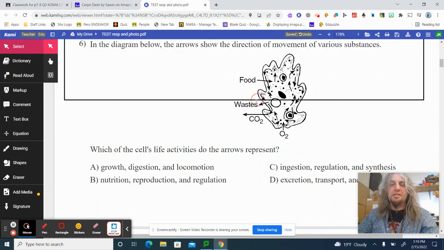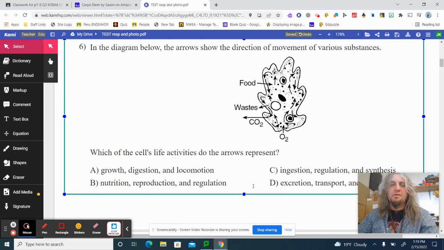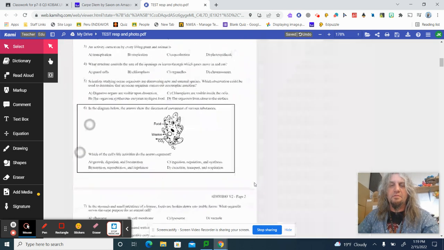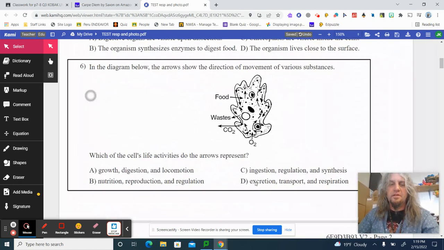Question number six. Let's get this in our picture here. There we go. In the diagram below, arrows show the direction of movement of various substances. So here's a picture of the cell. You see food going in, waste coming out, CO2 coming out, O2 going in. Which of the cell's life activities do these arrows represent?